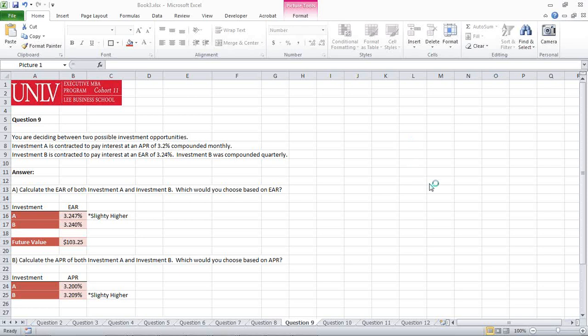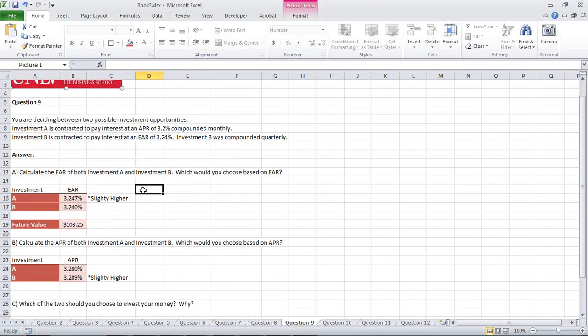All right, team, next up we have question number 9. You decided between two possible investment opportunities. Investment A is contracted to pay an interest at an APR of 3.2% compounded monthly. Investment B is contracted to pay an interest at an EAR of 3.24. Investment B was compounded quarterly. We're going to be answering 3 simple questions on this with some pretty advanced calculations, though.